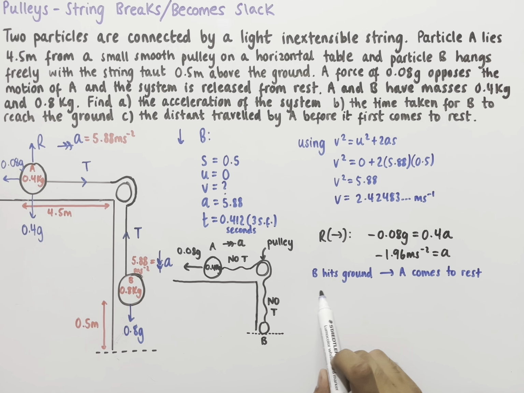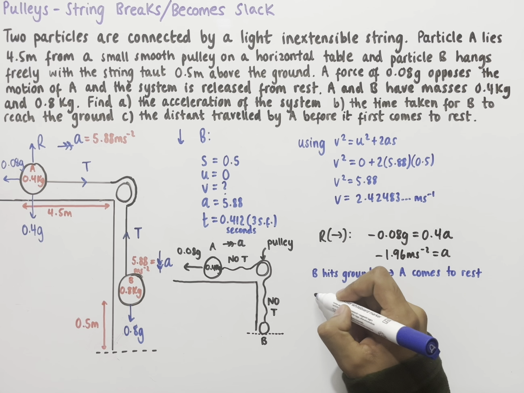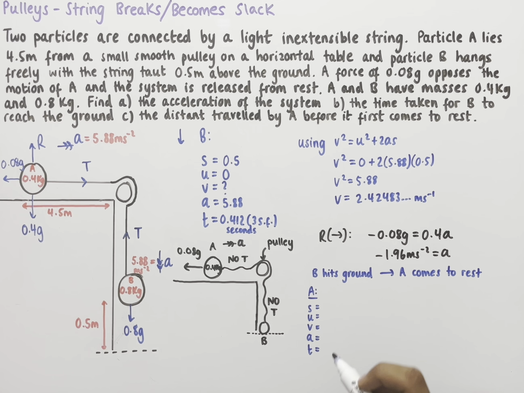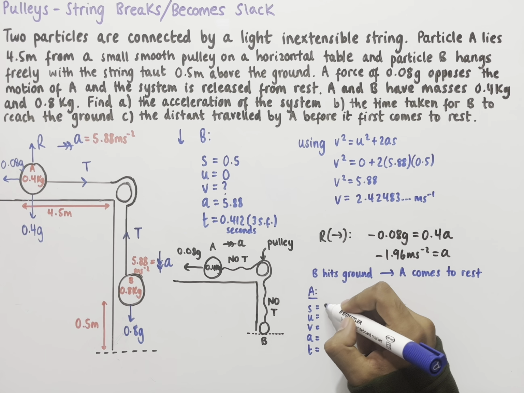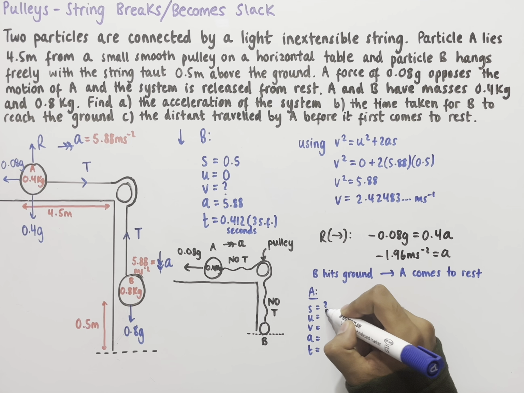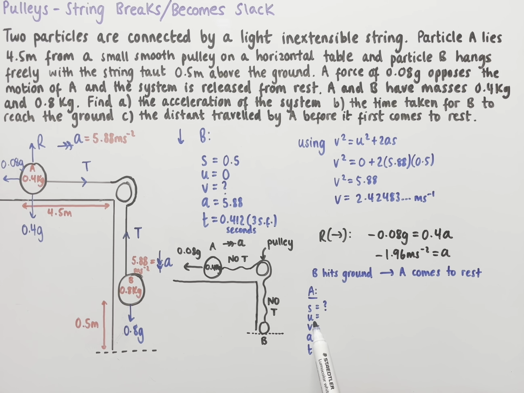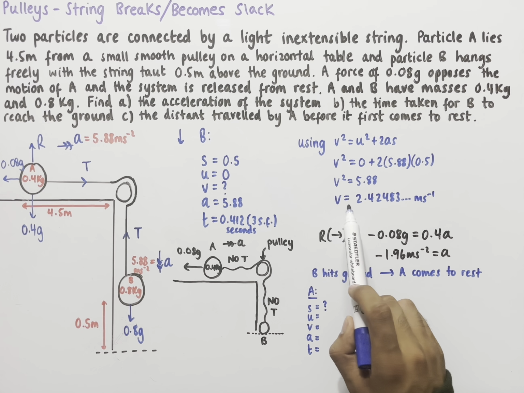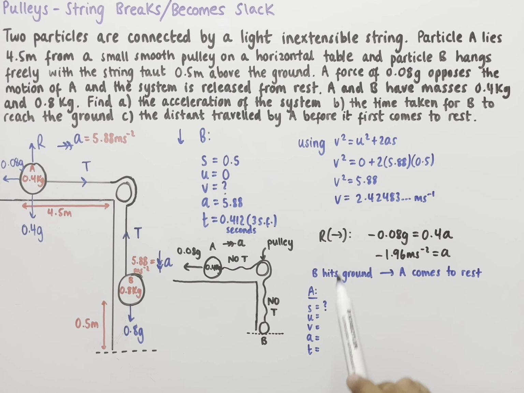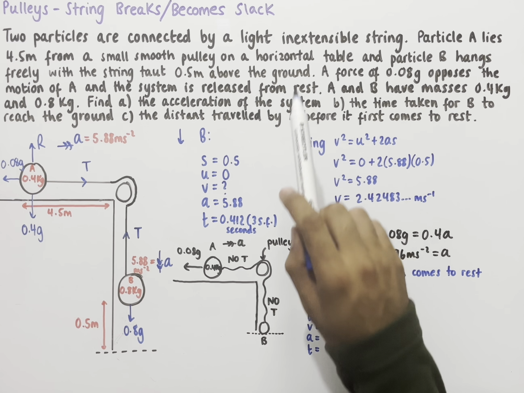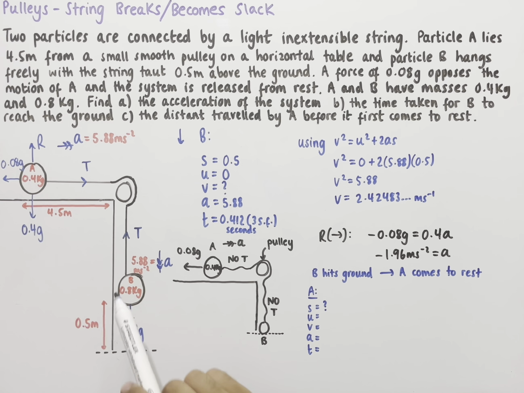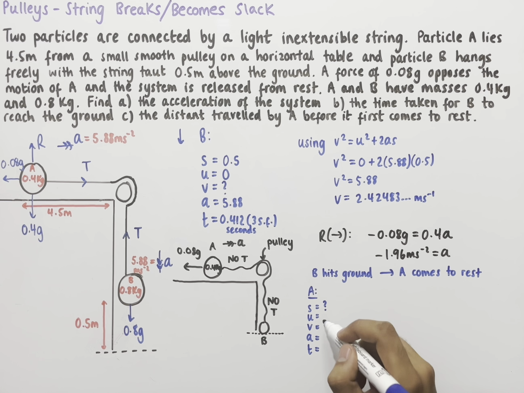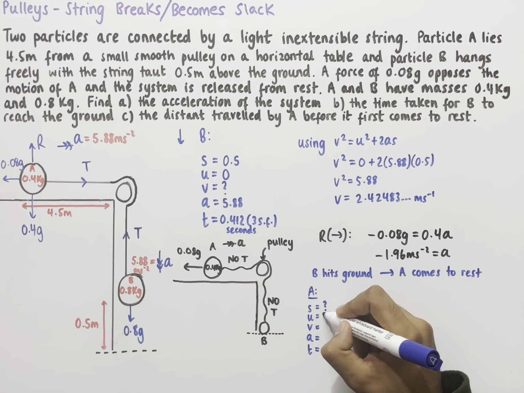And so if we consider a SUVAT for A, from when B hits the ground to when A comes to rest, we have the following. The displacement here is part of what we're trying to work out, and so we'll label this as a question mark. The initial velocity of particle A is equal to the final velocity of particle B just as it hits the ground. Because the string is inextensible, the velocities of both of these particles are equal as long as they are connected by the string.